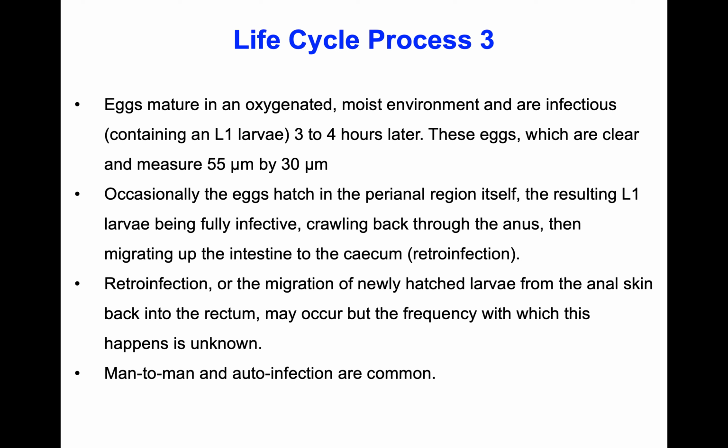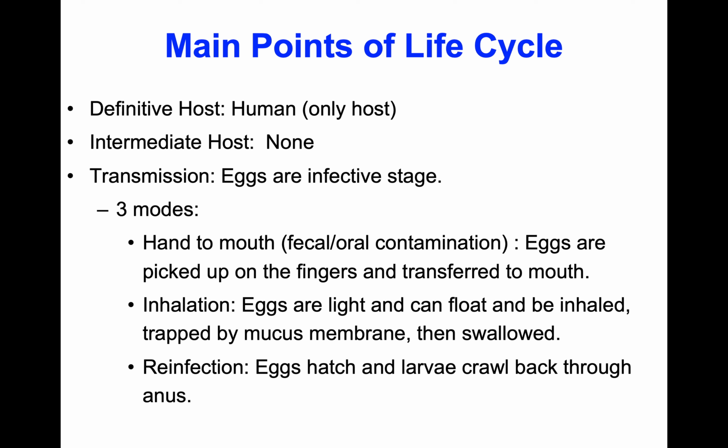The resulting L1 larvae become fully infective, crawling back through the anus, then migrating up the intestine to the cecum. Retroinfection, or the migration of newly hatched larvae from the anal skin back into the rectum, can occur, but the frequency with which it happens is unknown. And then there's man-to-man and auto-infection, which are very common.